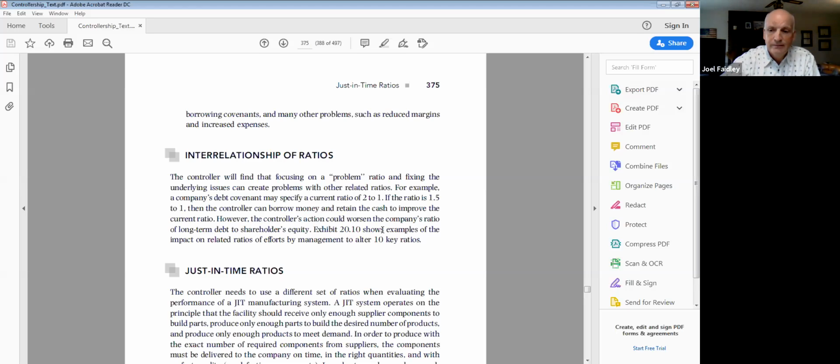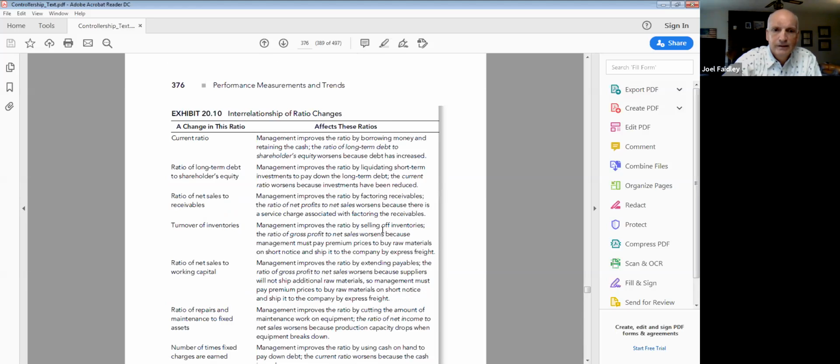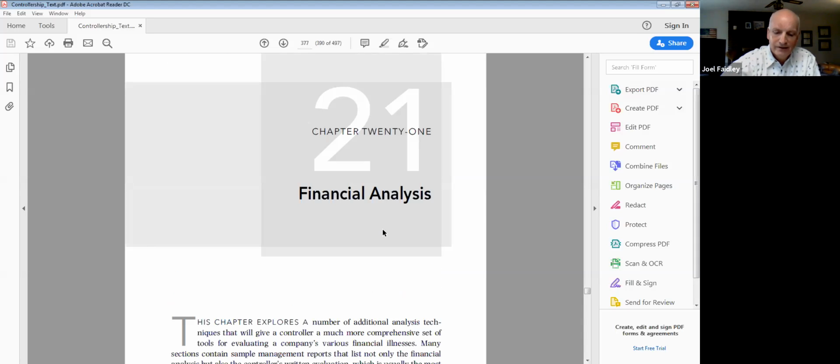Then on page 376, interrelationship. I'm just going to kind of go on through that since I've been talking here for at least a half hour. So that's going to bring us to chapter 21, financial analysis.